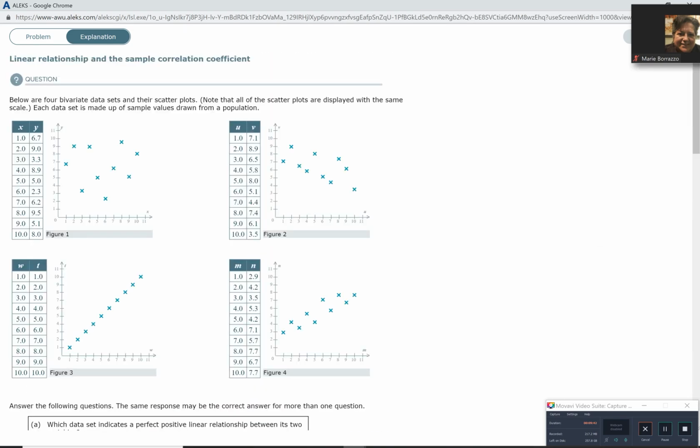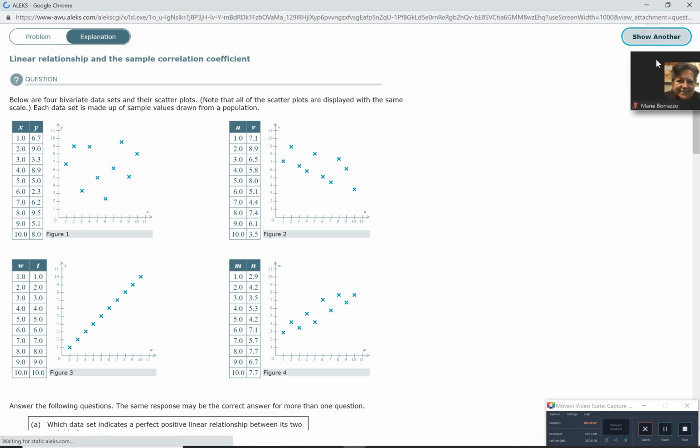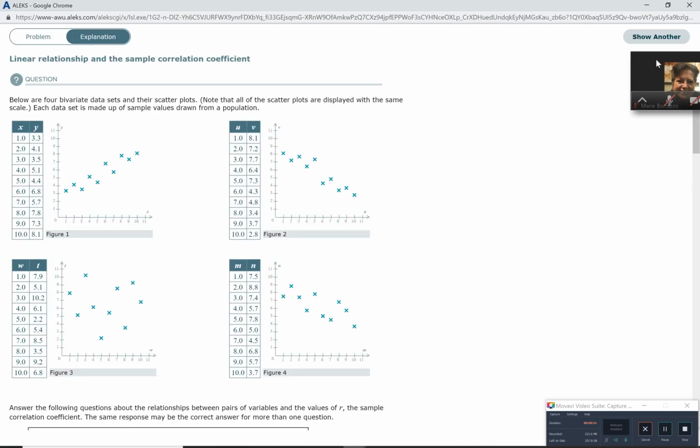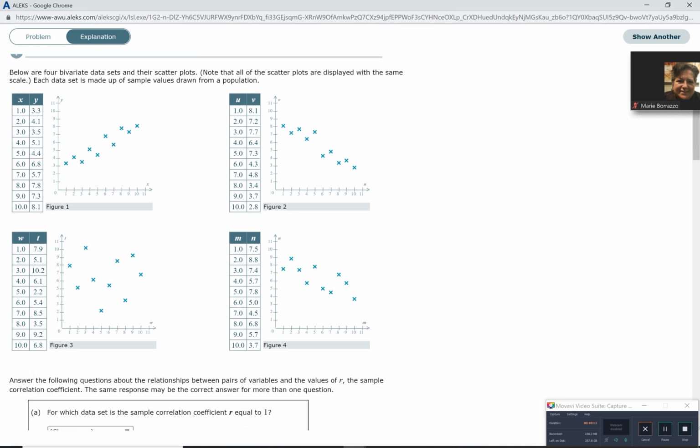Okay, let's see if I can pull up another one and we could just talk about it as well, because I can't click on anything. Okay, so make up your minds here. These are both negative, right? The UV and MN on the right-hand side are both negative. There's only one positive. There's no perfect negative. There's no perfect positive. There's no nonlinear. All of these are linear. No parabolas, just a scatter that's random, which means no association.